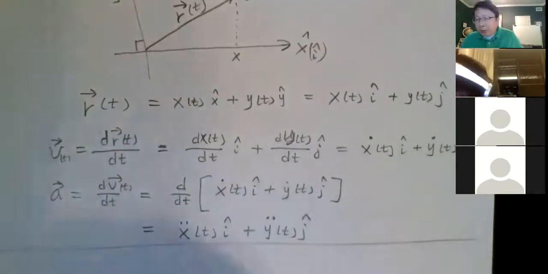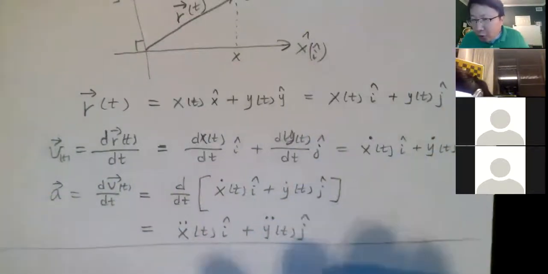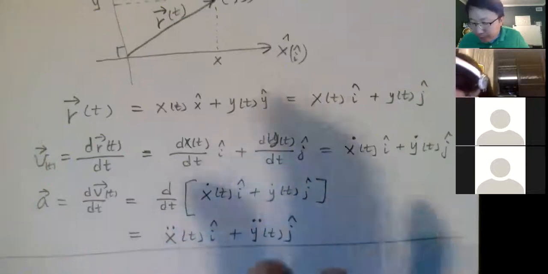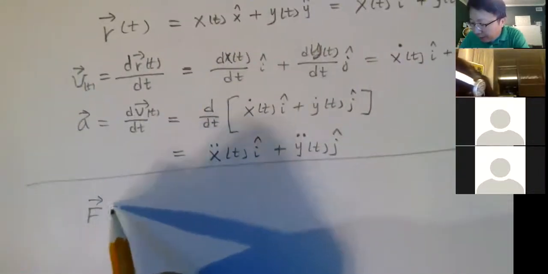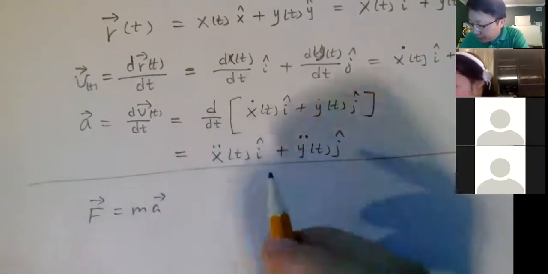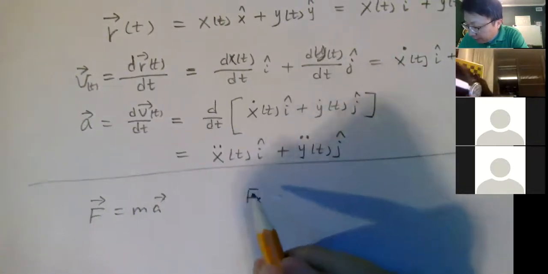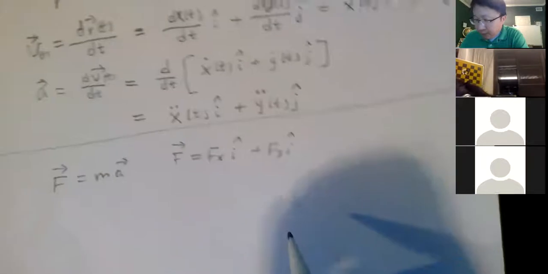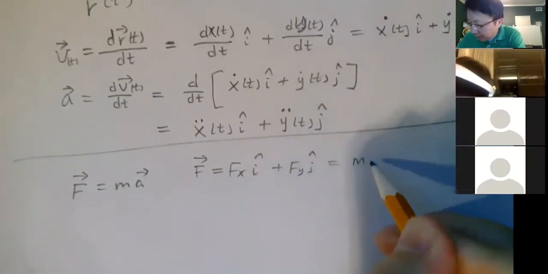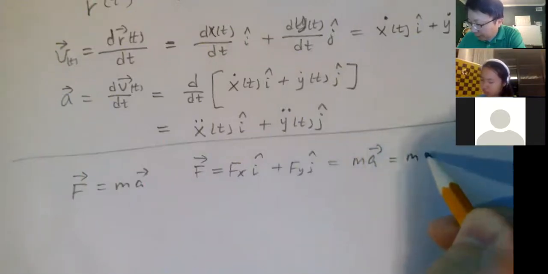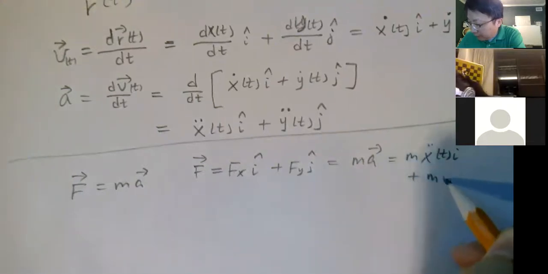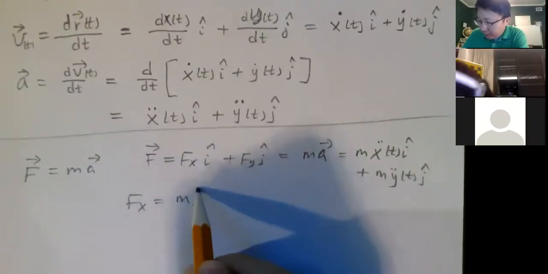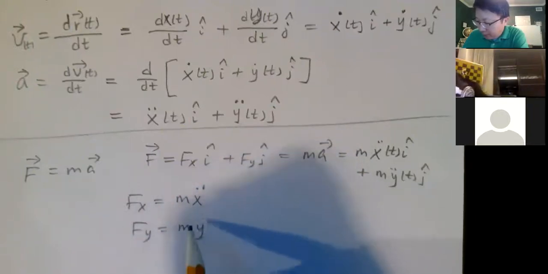So that's a two-dimensional, in-plane movement description by Newton's law. But this isn't really Newton's law until you have F equals ma, which means F equals Fx i plus Fy j, correct? And so that is ma, which is m x''(t) i plus m y''(t) j. So basically Fx equals m x double dot, Fy equals m y double dot.